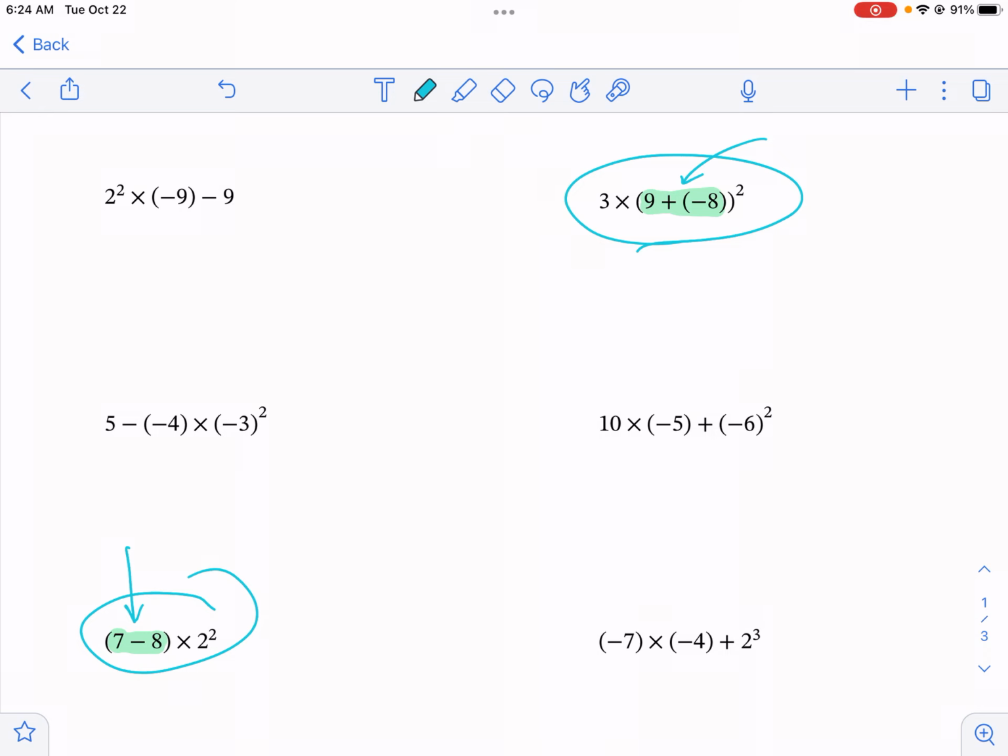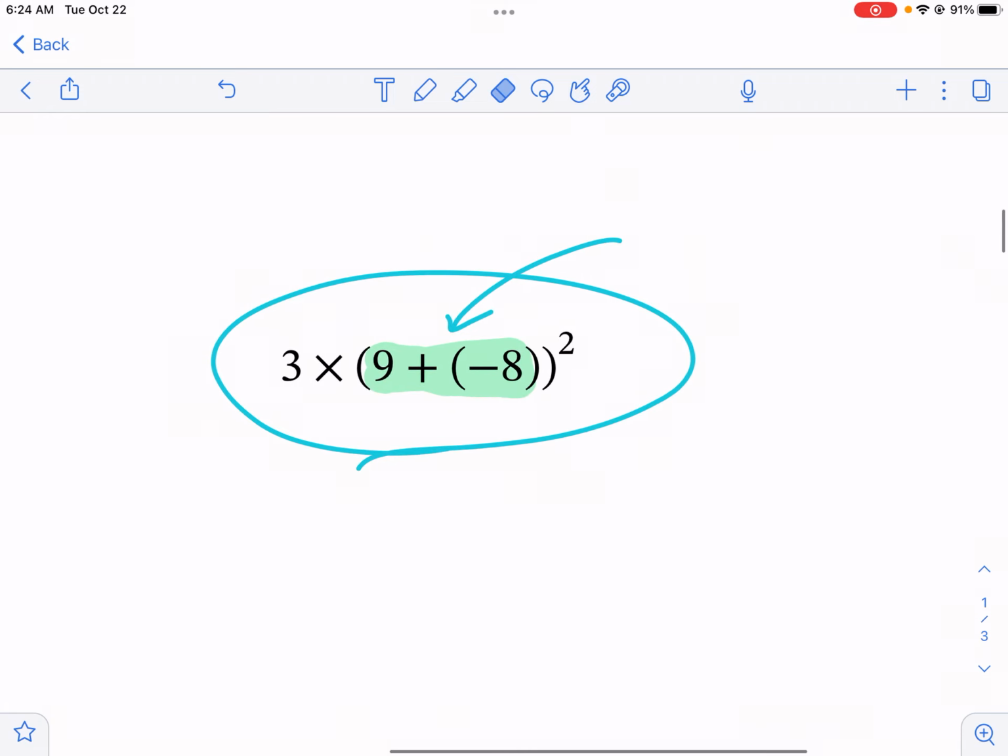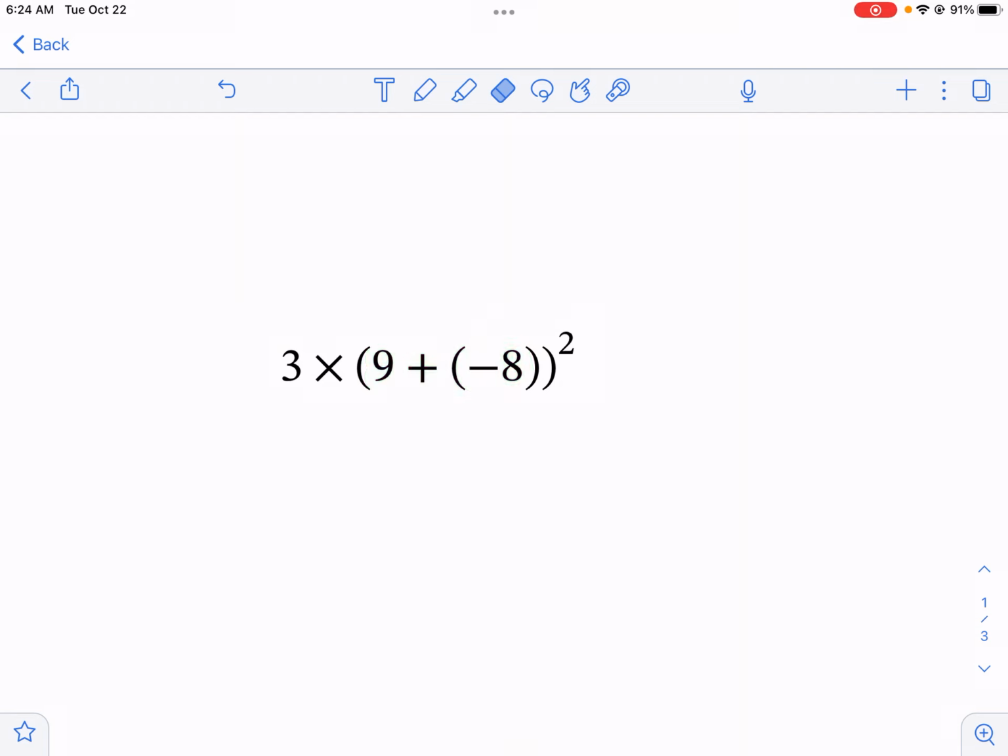So let's go ahead and start with the top right one. I'm going to zoom in, and we're going to start with that one first, just because it's the only one. These are the only two that have true parentheses in them. Okay, so like I said, we're going to start with parentheses. So this is my first step. I need to resolve what's happening here.